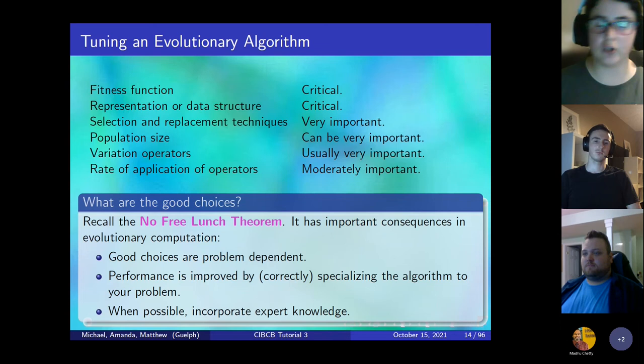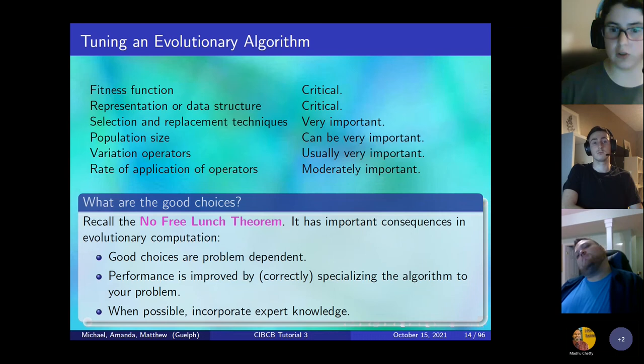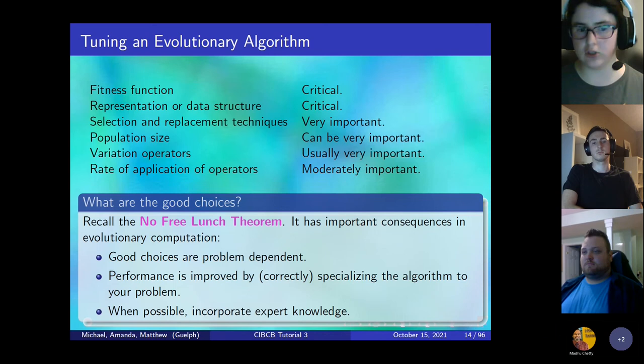And unfortunately, when it comes right down to it, what is a good choice is going to be very problem dependent. Performance can be improved by specializing an algorithm to your problem. And also, it's very important to try and incorporate expert knowledge whenever you can. For example, some problems find crossover incredibly disruptive. It's going to be taking your good parents and not being able to reproduce what makes them good, so it's not going to be very heritable. So those are the kinds of problems that you might run into. And if you're aware that that's one of the problems that you're dealing with, choosing variation operators that are less disruptive is going to be a way to incorporate that expert knowledge.